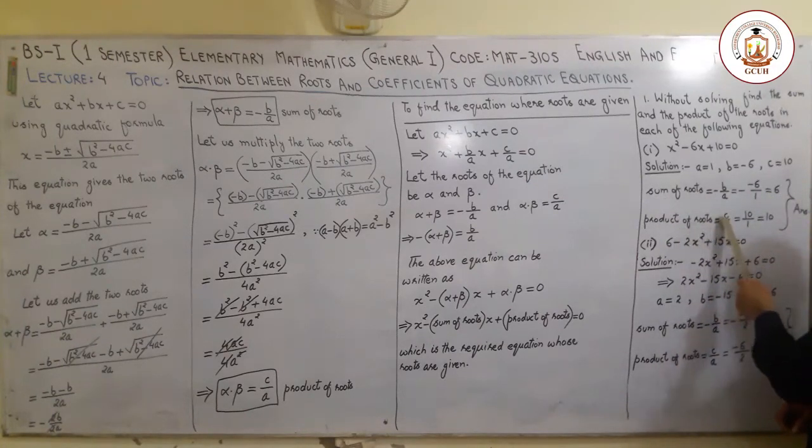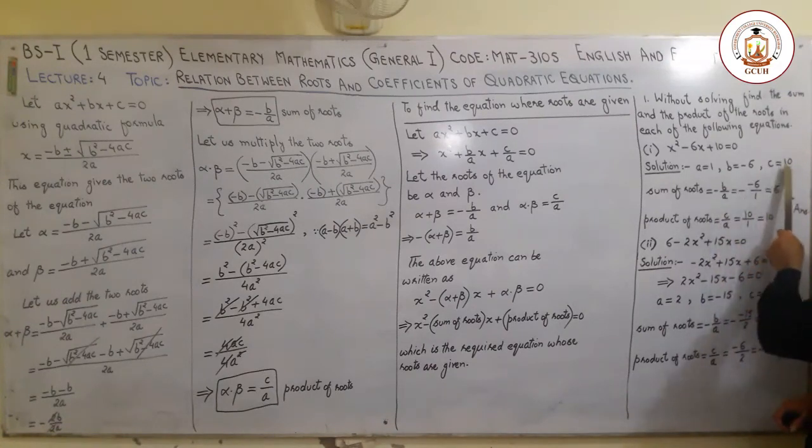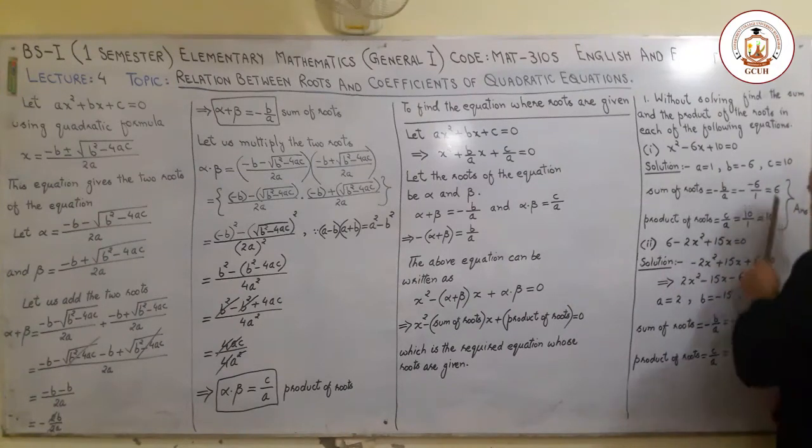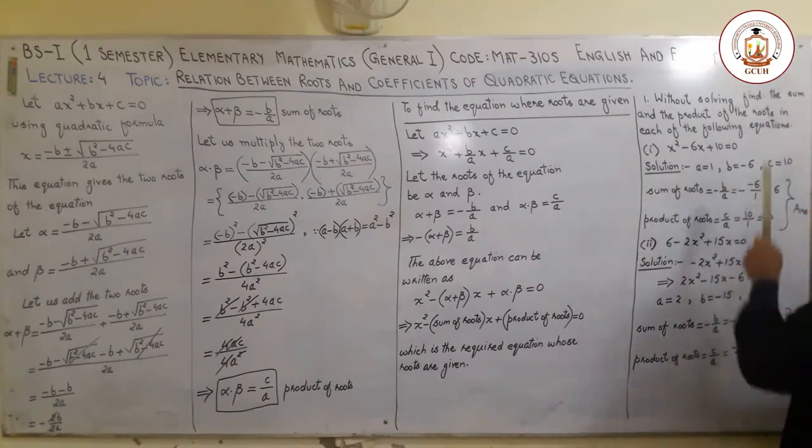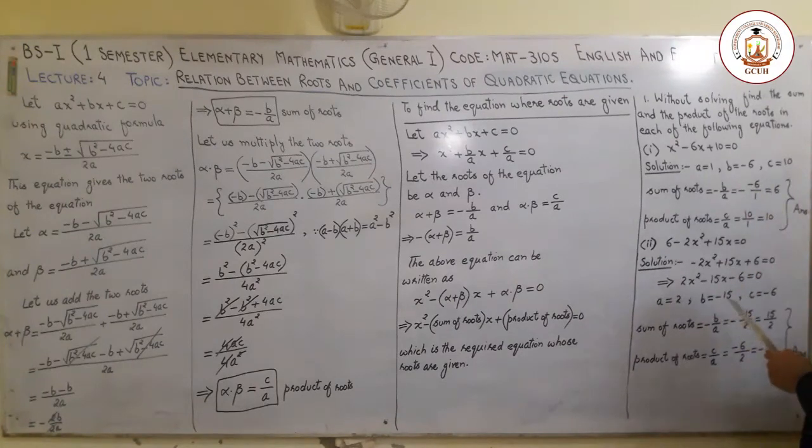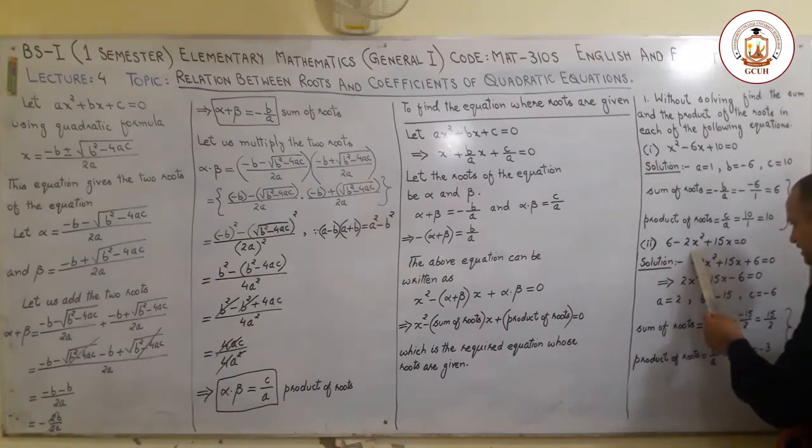And for the product of the roots we have c upon a. Substituting the values of c and a, which are 10 and 1, 10 divided by 1 is 10. So this is the second answer for the product of the roots. So these two are the answers which were required with respect to the statement of the question. So we have another question.